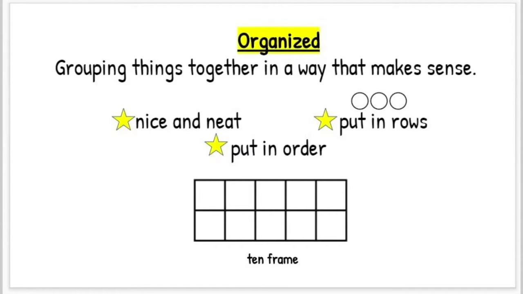Mathematicians may be organized by putting objects in rows. Okay, rows again, that's review from our first math lesson, we talked about how rows go from side to side, from left to right, like we write and read. And being organized means that you put things in order. So that 10 frame here, that is a good mathematician tool to use to help you stay organized.